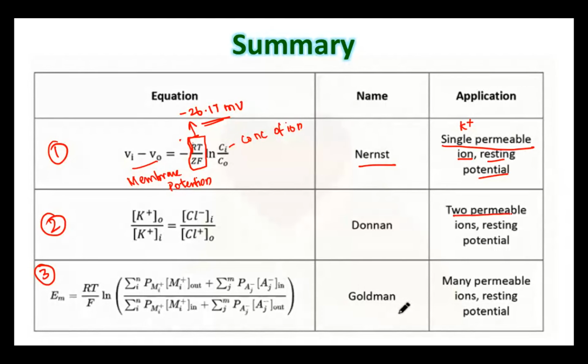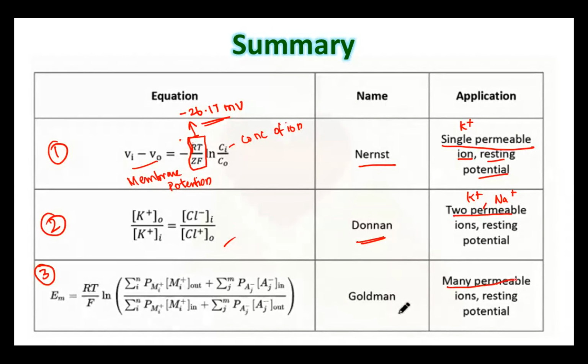For a two-permeable membrane, either K plus and Na plus, or K plus and Cl minus, you will have the Donnan equation. By solving this, you can find the answer. It's very simple. They will give four values, you just substitute and find the answer.